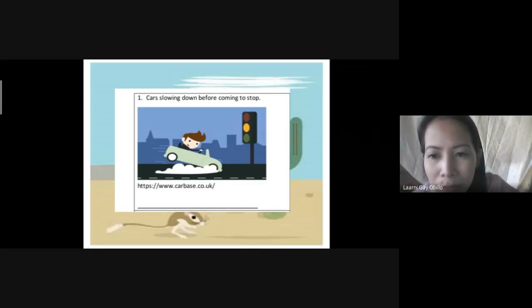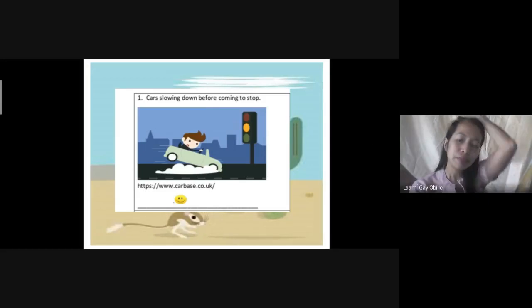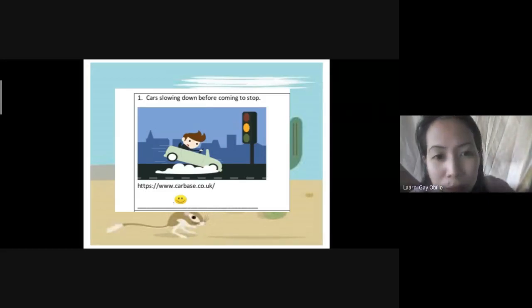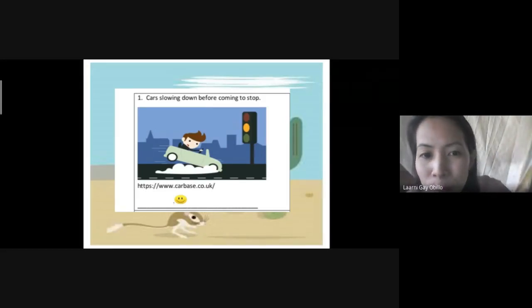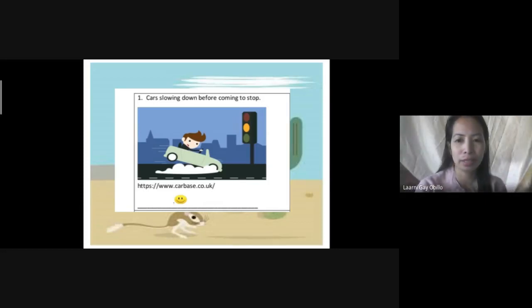Kapag, sabi nga natin, kapag may pagbabago sa speed, bumagal or bumilis, that shows acceleration. Kapag walang pagbabago sa speed or direction, walang acceleration. So, number 1, yung car daw na unti-unting bumagal bago huminto. Sad face or happy face, that is happy face. Kasi, meron siyang acceleration. Kasi nga nagbago yung speed niya. Unti-unti siyang bumagal. So, meron pa rin acceleration.